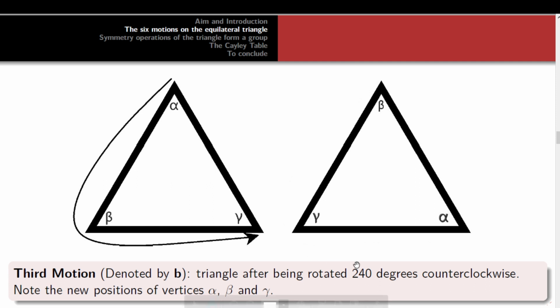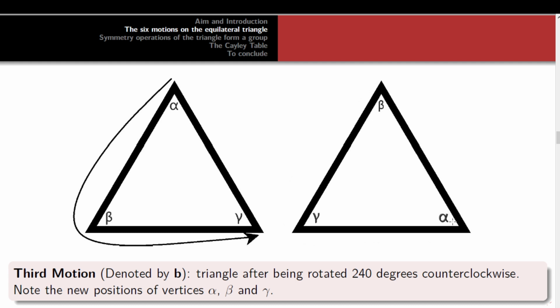This is the final position the equilateral triangle will end up with, and you can see that the shape is not distorted, but the vertices, the labeling have changed. So here the triangle, after being rotated 240 degrees counterclockwise, you are getting new positions of vertices, which are alpha, beta, and gamma, coming like this. On the top you have beta, on the bottom left you have gamma, and the bottom right you have alpha. So that's an end to our third motion.